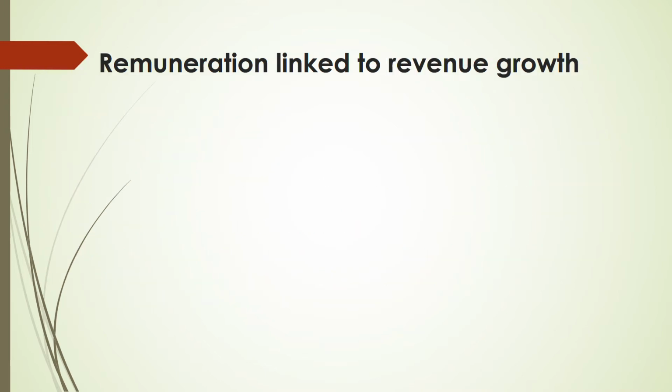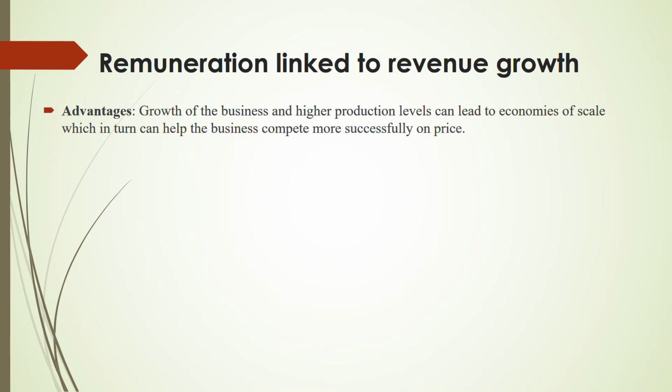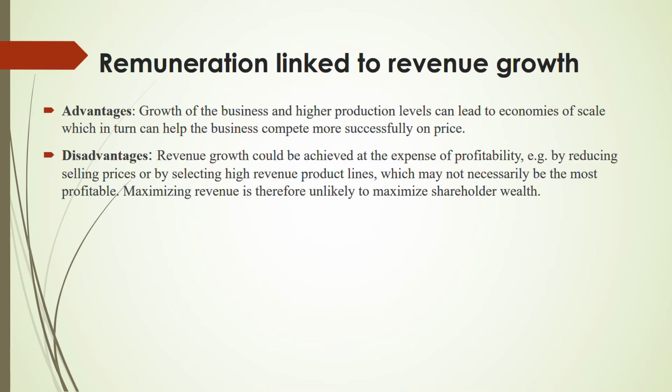Next, we have remuneration linked to revenue growth. What are the advantages? Growth of the business and higher production levels can lead to economies of scale, which in turn help the company compete more successfully on price, because you can charge a lower price. Remember, when you achieve economies of scale, it means you're producing a large amount, so you can produce at a lower price compared to your competitor. You can charge a lower price, so you can compete on price. That's what happens.